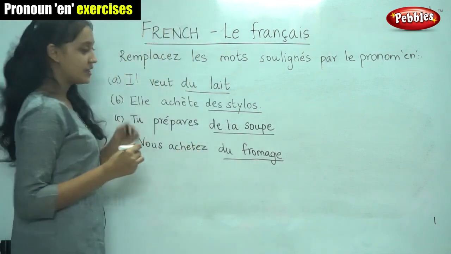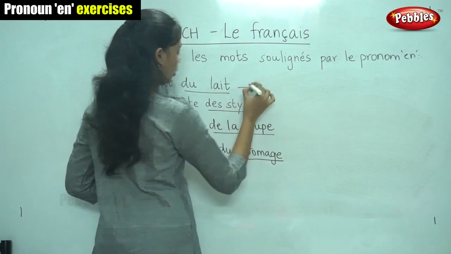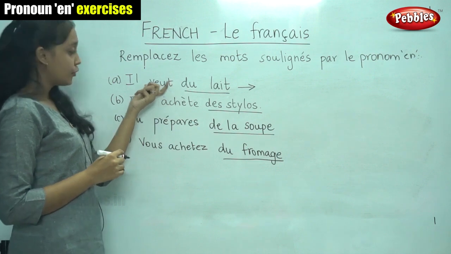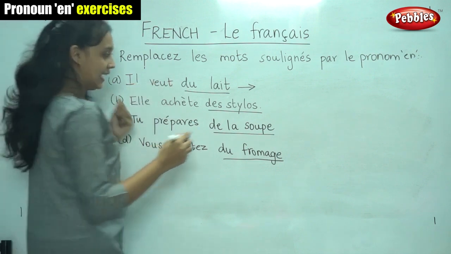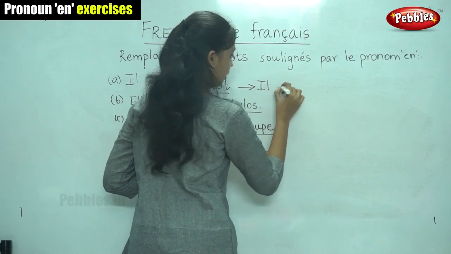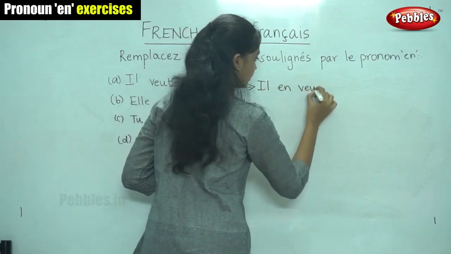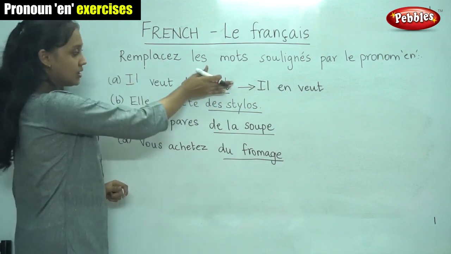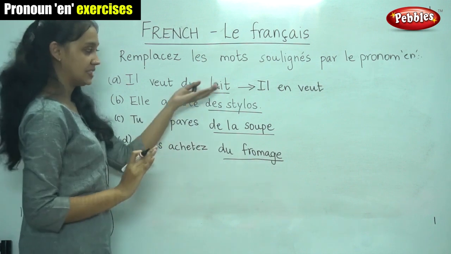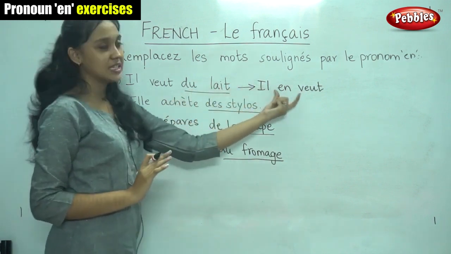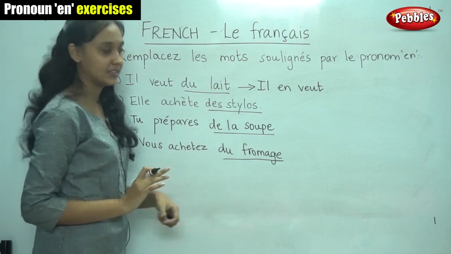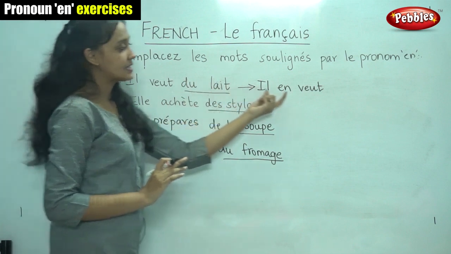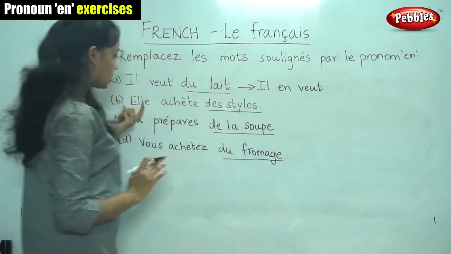Now, in the first sentence, what is the verb here? It is the verb. So, before the verb, we place en. Il en... And now we are replacing these words. So, these words do not have to be repeated. Instead of this, we are using en. So, we are replacing it. So, he wants some milk. He wants it, like I told you.